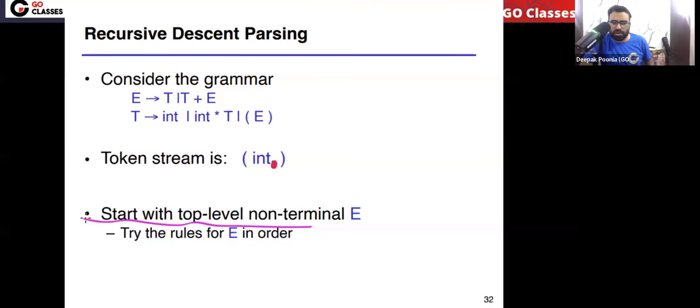So remember, we will start with the top level non-terminal e. And because this is a non-terminal, the recursive descent parser will try the rules for e in order. Focus on this word, in order. Basically, in this order we will try the productions. Very simple. Okay, so let's see what will happen here.